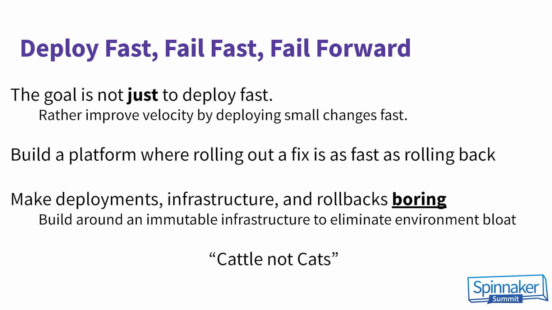But it's not easy. You have to remember that when you're building your platform, as a measure, build a platform where, when you roll out a fix, it's as fast as rolling it back. You should have the safeguards to roll back your changes if you need to. And ultimately, as we alluded to, make your deployments, infrastructure, and rollbacks boring. Build around the concepts of immutability to eliminate server bloat. So the concept of cattle, not cats.